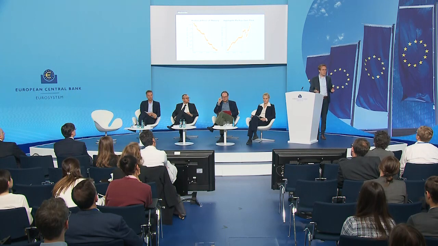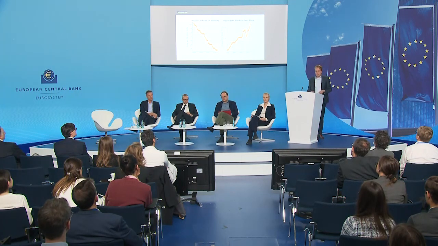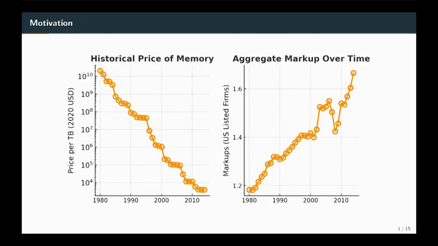So what's the paper about? The paper is about these two trends. The left-hand graph plots the cost of storing data, the right-hand graph plots trends in aggregate markups. Over time, it has become much cheaper to store data. If you wanted to store a terabyte of data in the 1990s, you'd spend about $5 million. If you want to store a terabyte of data today, it'll cost you something between $13 and $20.